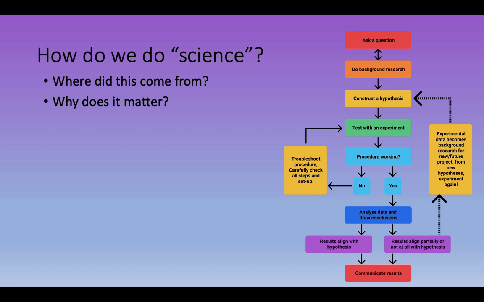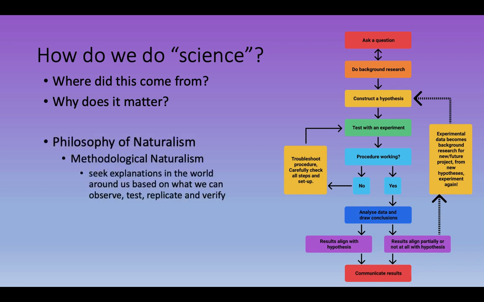Right. If we had to think about where it comes from, it's got a lot of its roots in the philosophy of naturalism, specifically in a branch of naturalism that's referred to as methodological naturalism. Philosophy of naturalism, or methodological naturalism, basically seeks to explain the world around us based on what we can observe, test, replicate, and verify. Right. That comes from an old court case, its definition.